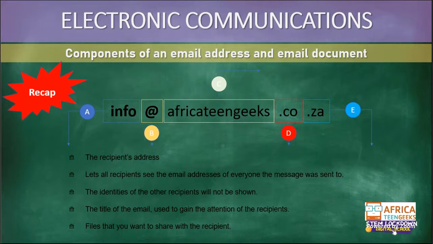I'll give you the description, and then you write that part of the email, like how it's represented on the email. Which one represents the recipient's address? Let's say you start a new email. Where do you put the recipient's address? Let's say you are using Gmail or Outlook. On which field do you put the recipient's address?